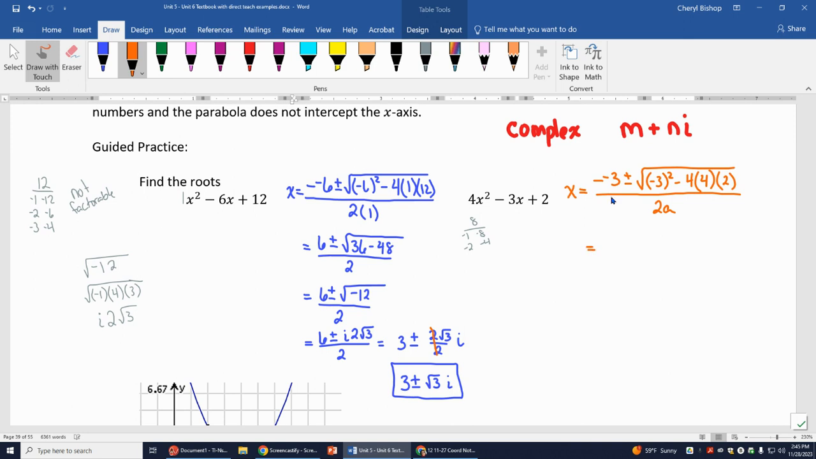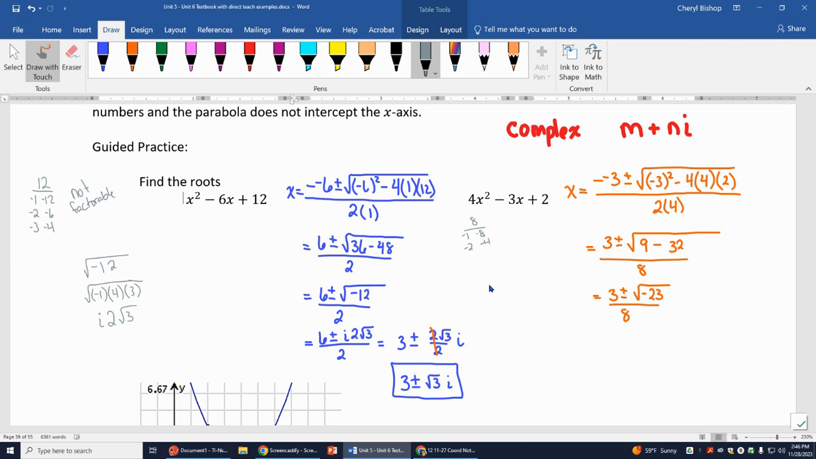All right, let's start simplifying this. So negative 3 is positive 3, plus or minus the square root of negative 3 squared, which is positive 9, and then I only have one minus sign, so minus 4 times 4 is 16, and 16 times 2 is 32. Oh, I did 2 times a there, but I know what a is. A is 4. So this is all going to be over 8. So this is going to be 3 plus or minus the square root of negative 23 over 8.